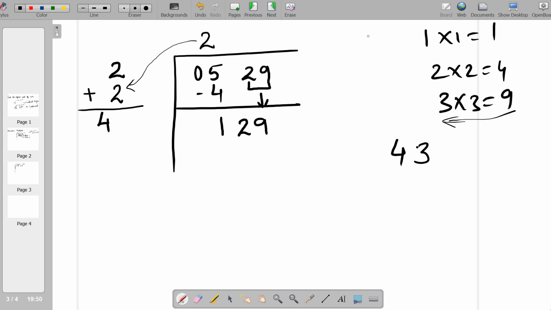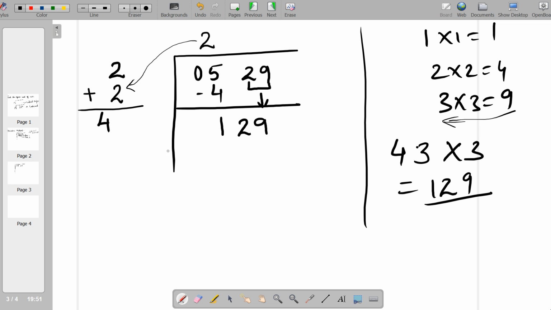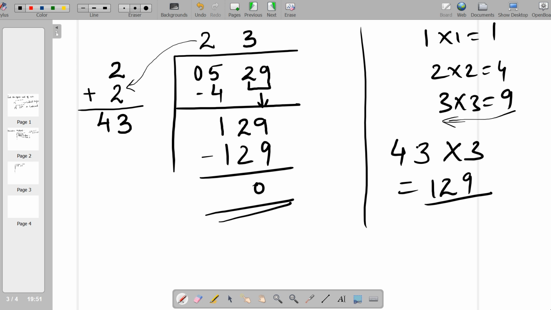So 43, this is your rough work. This is your 43 multiplied by 3. What will it give you? 3 3s are 9, 4 3s are 12. That means 129. So what will you write here? 43, and this 3 will go up. So 3 3s are 9 and 3 4s are 12. You are getting 129. Remainder is 0. That means this 23, the quotient, is the square root of 529.